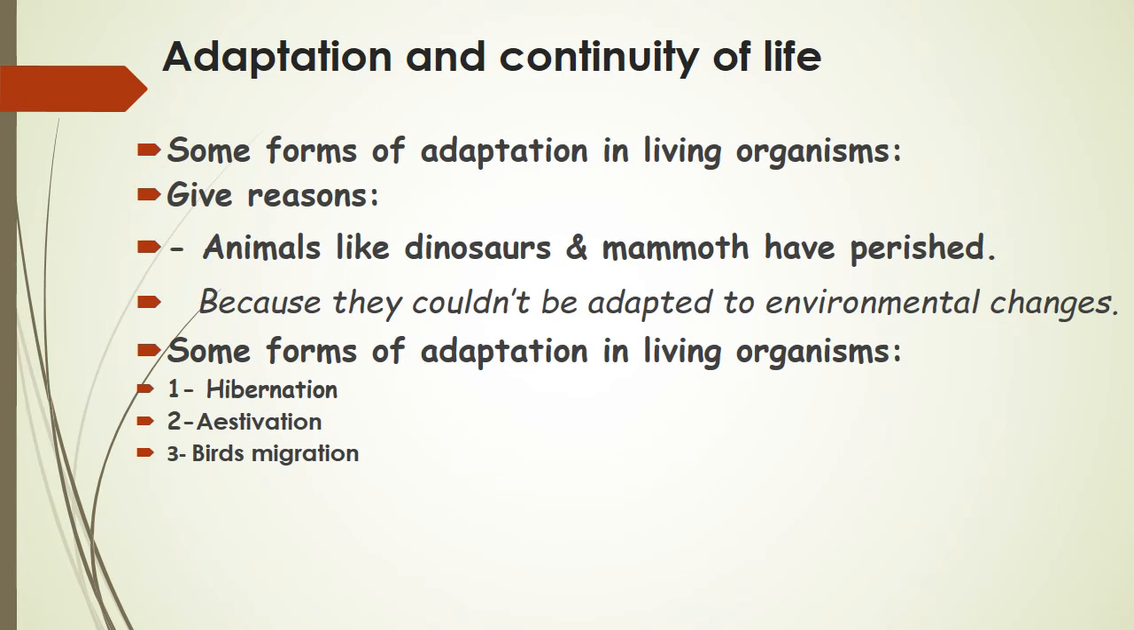Adaptation and continuity of life. Some forms of adaptation in living organisms, okay, give reason: animals like dinosaurs and mammoths have perished or become extinct because they couldn't adapt to environmental changes. Some forms of adaptation in living organisms are hibernation, starvation, and birds migration.